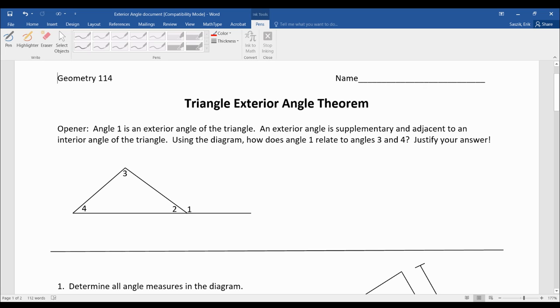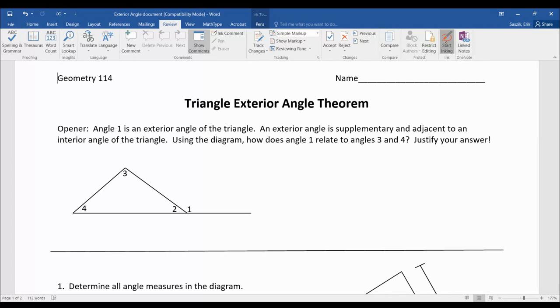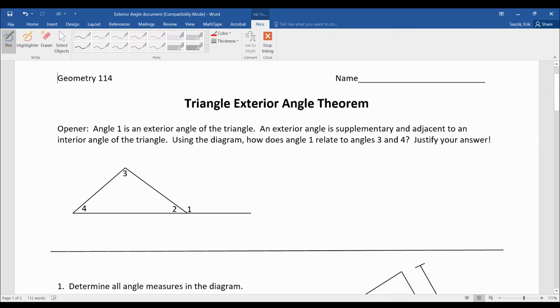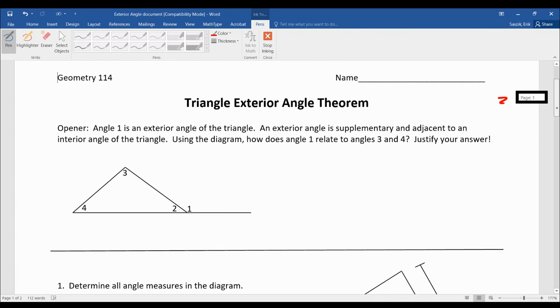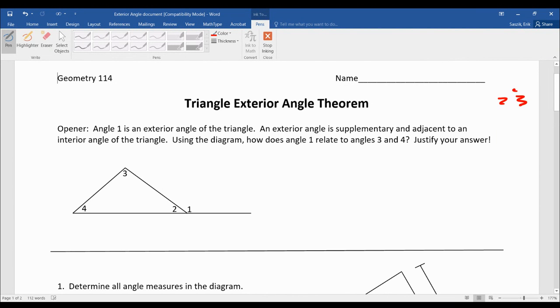Kids, this is a little lesson that we're interspersing here. Triangle exterior angle theorem. This is kind of cool. So angle 1 is considered an exterior angle of the triangle. I mean, clearly it's on the outside of the triangle.